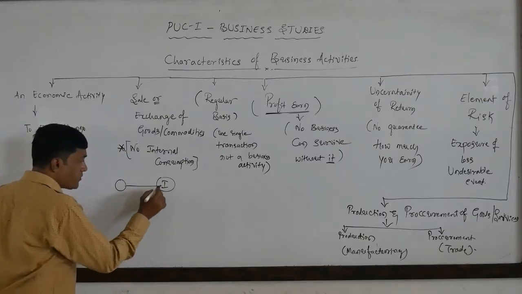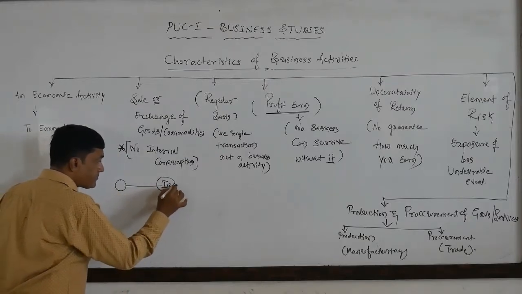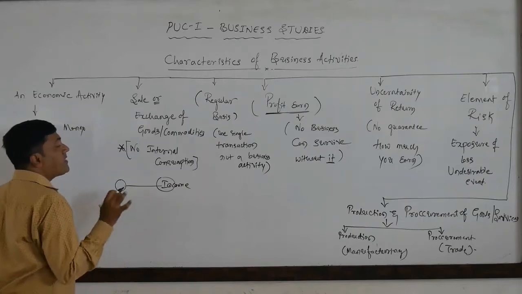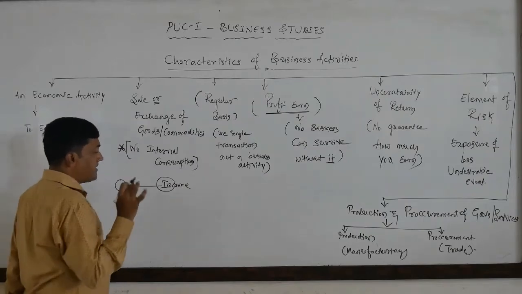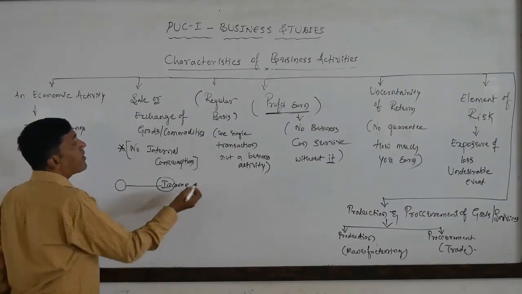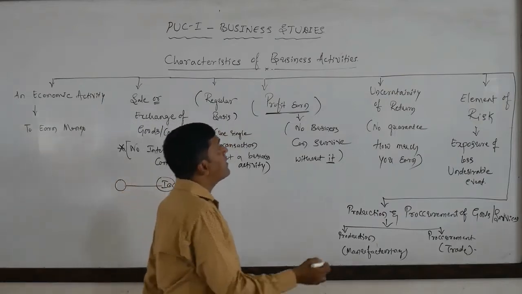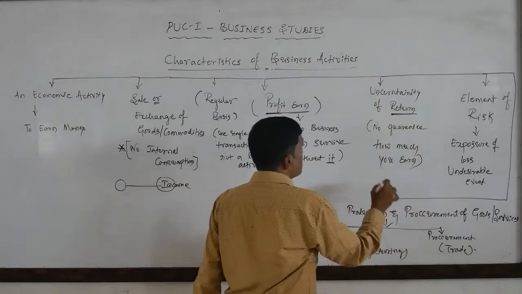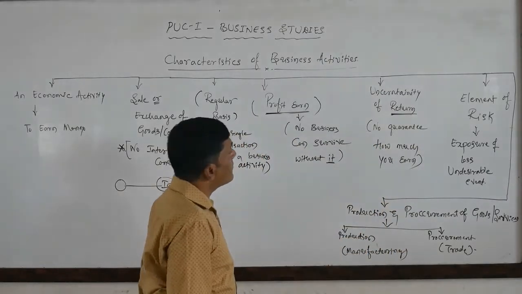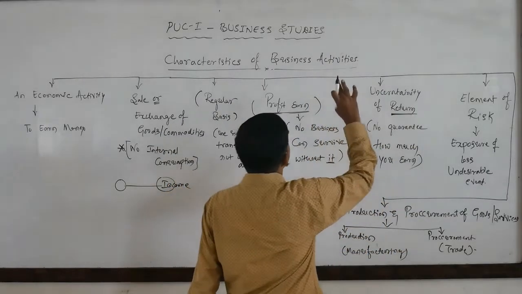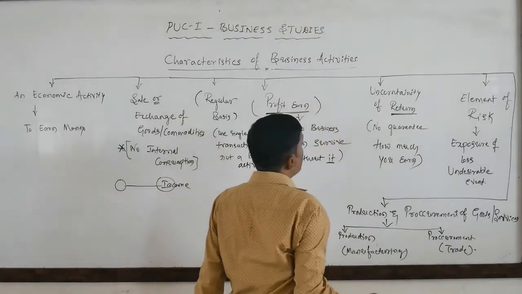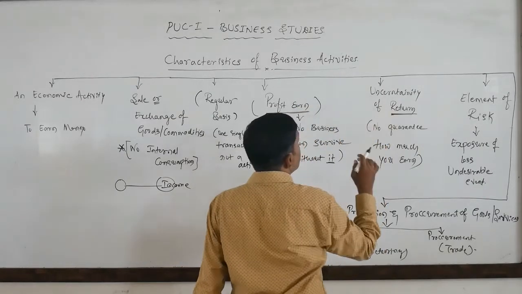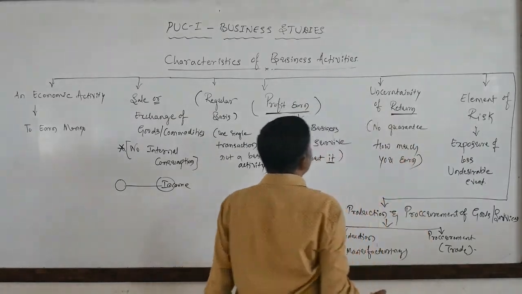So that is one business for earning income. Your intention is to earn income, but there is no guarantee. So the income, or you can say the return, there is no certainty of return. That is the reason the business activity is called uncertainty of return, no guarantee how much you earn.